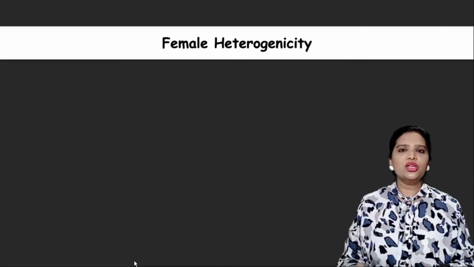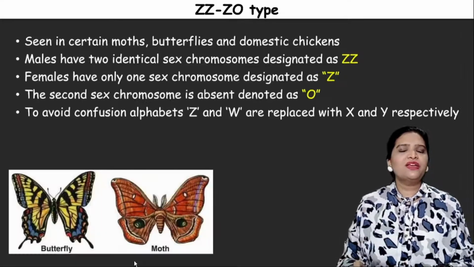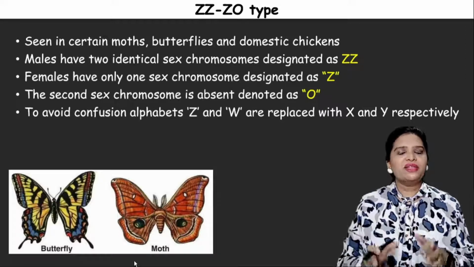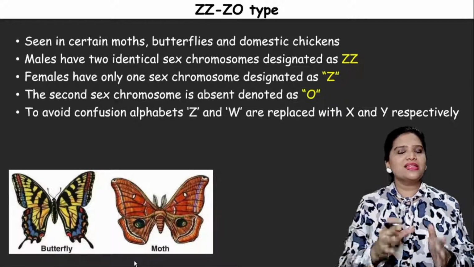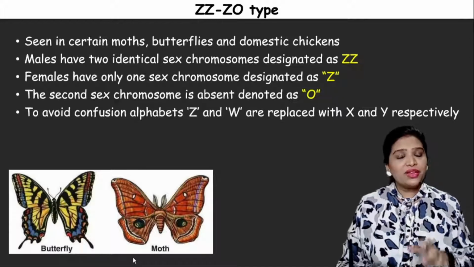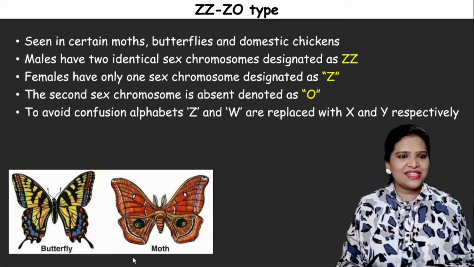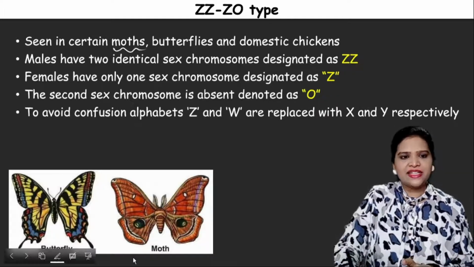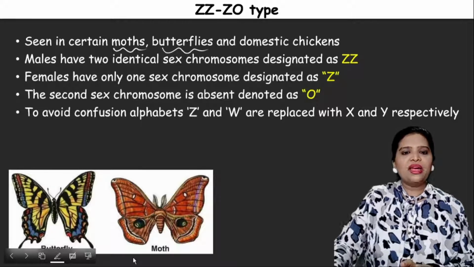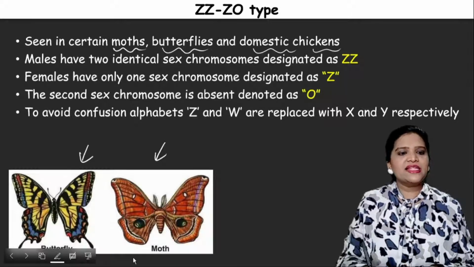Now let us move on to the second type, that is female heterogamety. What is female heterogamety? If the offspring's sex is determined by the female gametes, that is called female heterogamety. The first type for this is the Z0 type of sex determination. This type is present in certain varieties of moths, butterflies and domestic chickens.